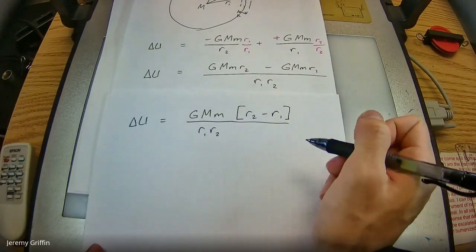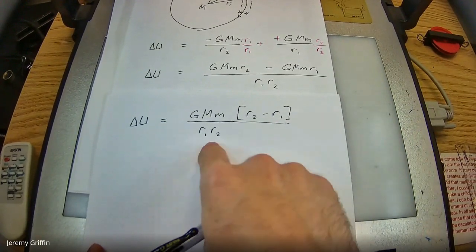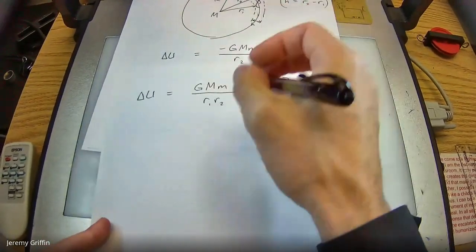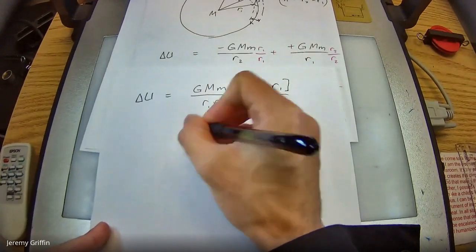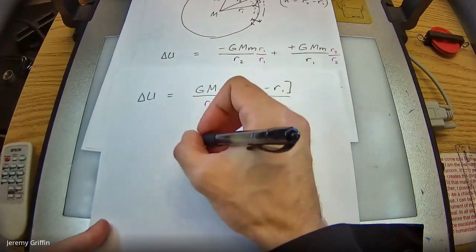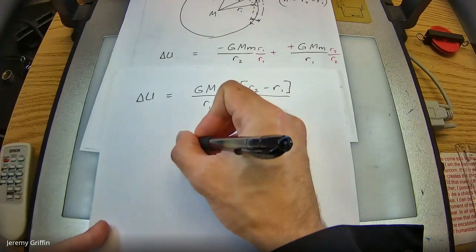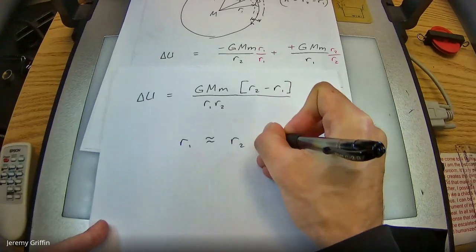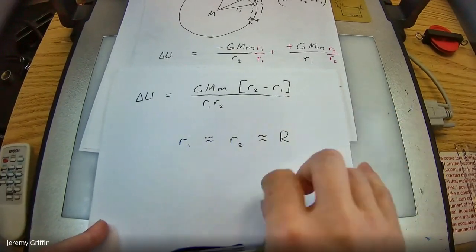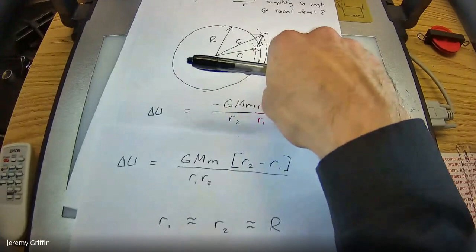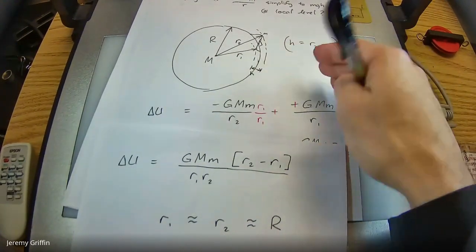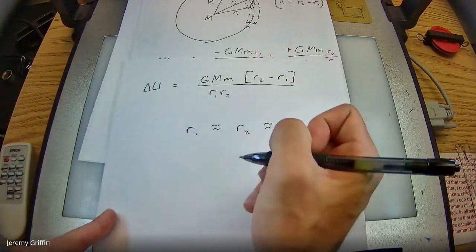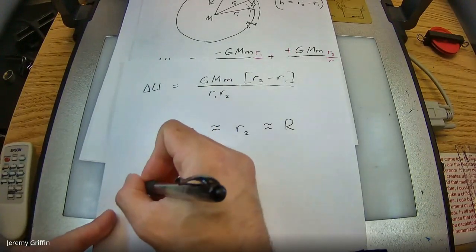Now, if the height change is not very much, here's where the locality comes into play. R1, R2, and capital R are very similar to each other. R1 is approximately the same as R2, which is approximately the same as the radial size of the planet. Not exactly, but see this picture? They're pretty close to each other. That's part of the trick to make this work, because now I'm going to make a couple of substitutions.